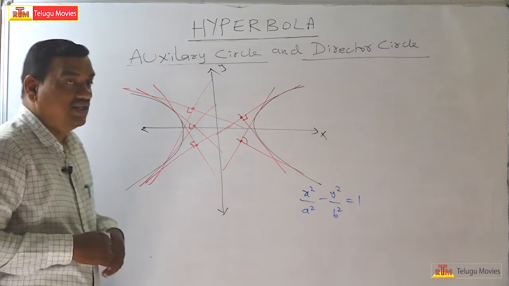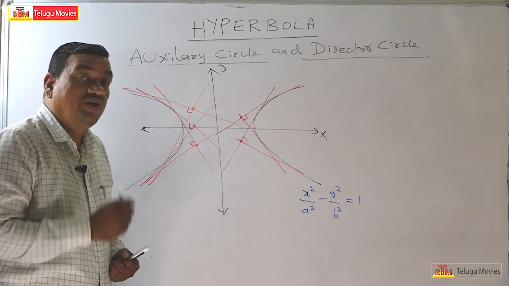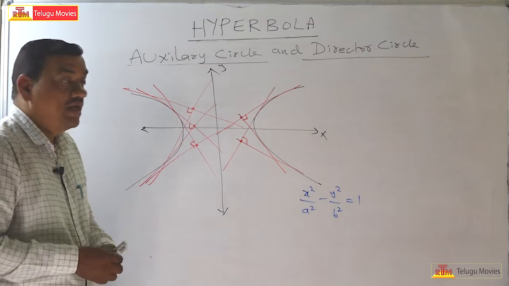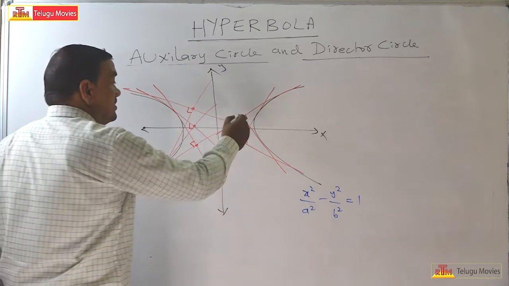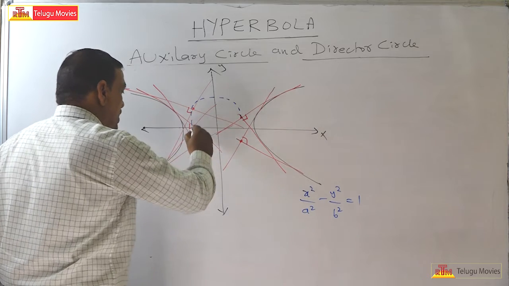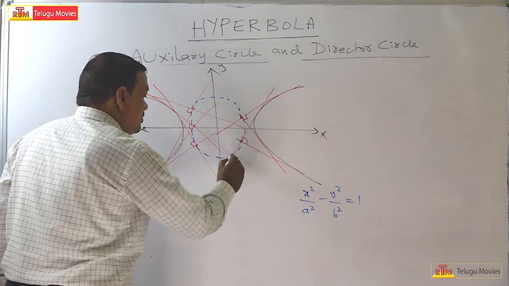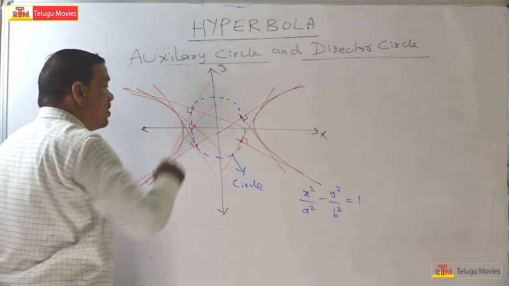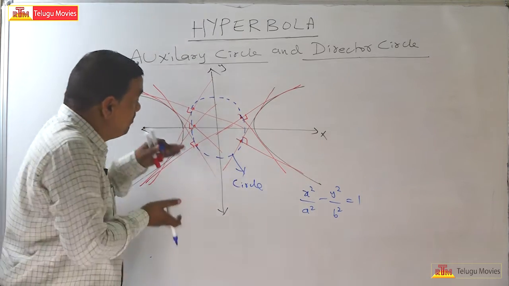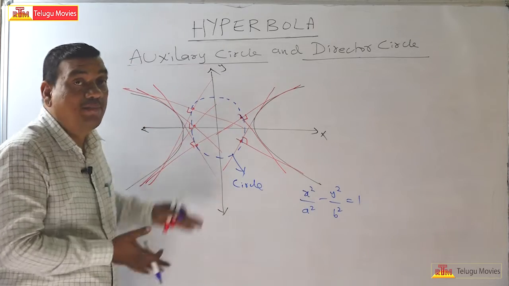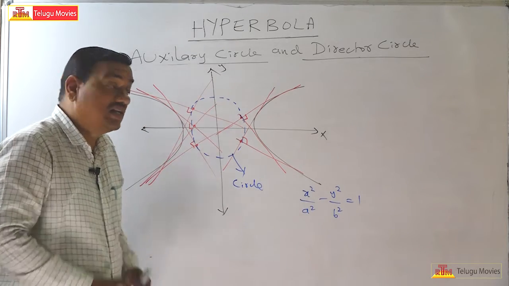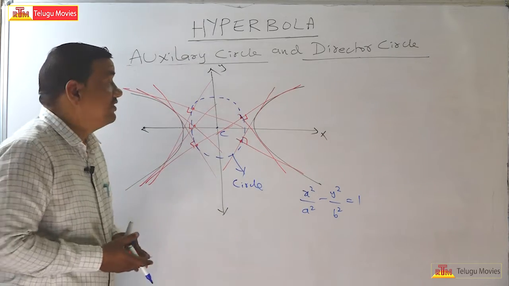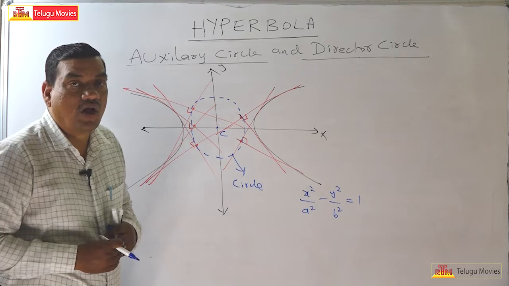If you see the locus of the point of intersection of the perpendicular tangents, and join all these points, they form a circle. The locus of the point of intersection of the perpendicular tangents of a hyperbola forms a circle concentric with the center of the hyperbola.